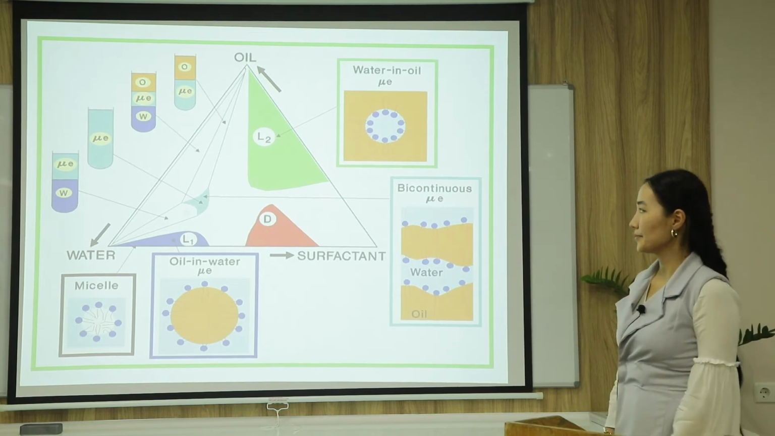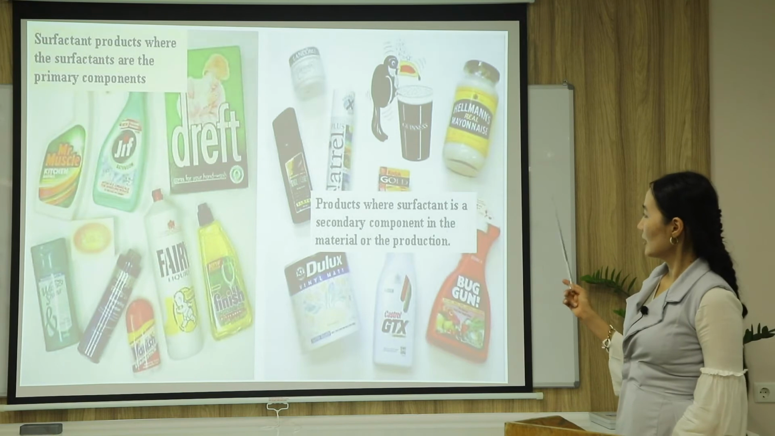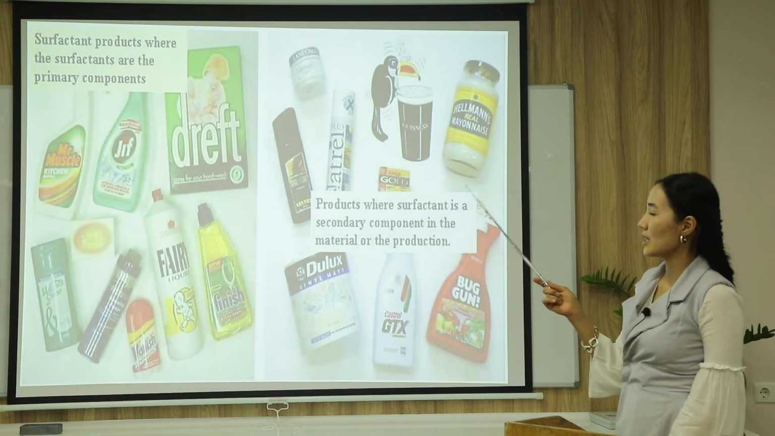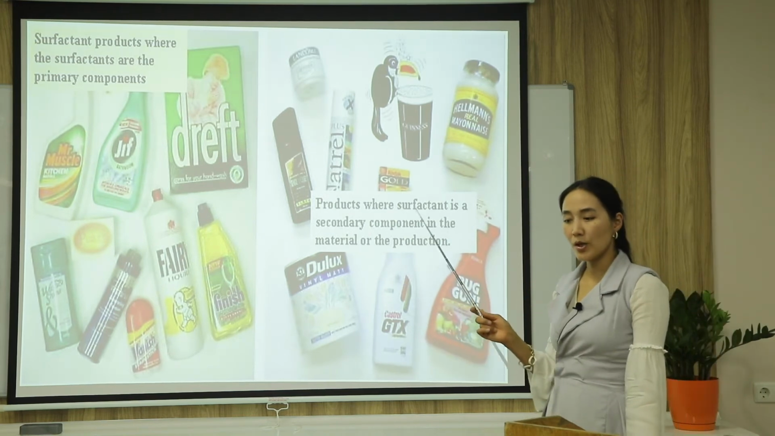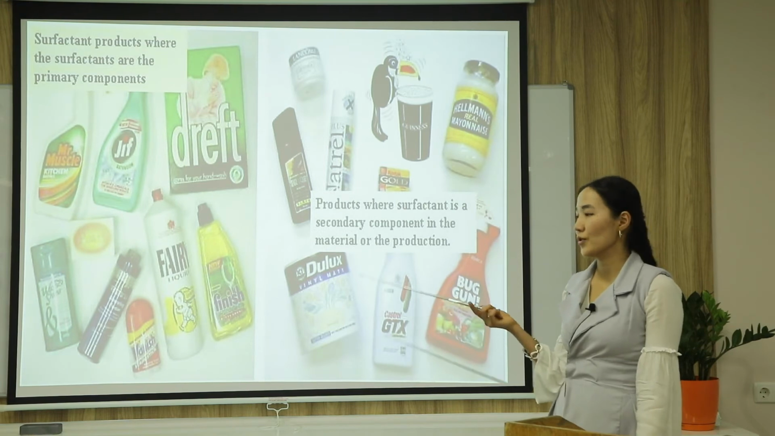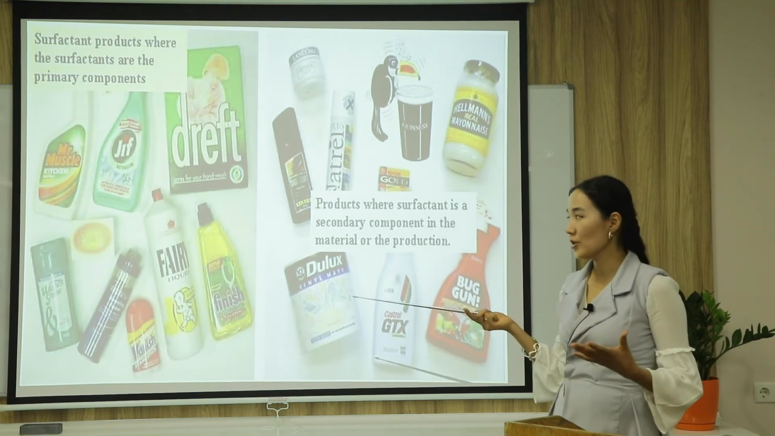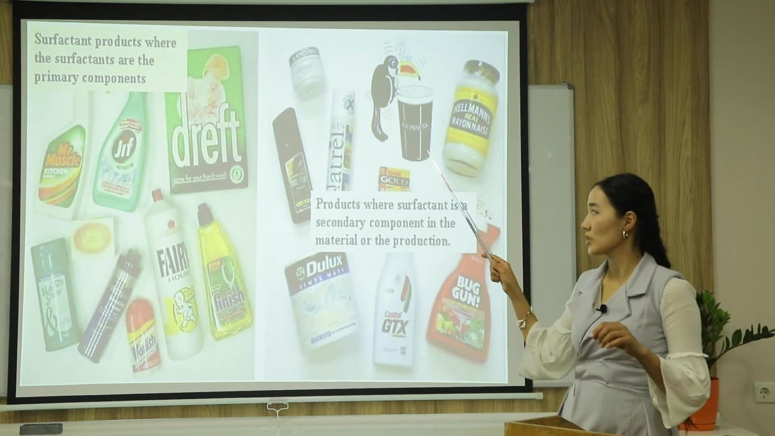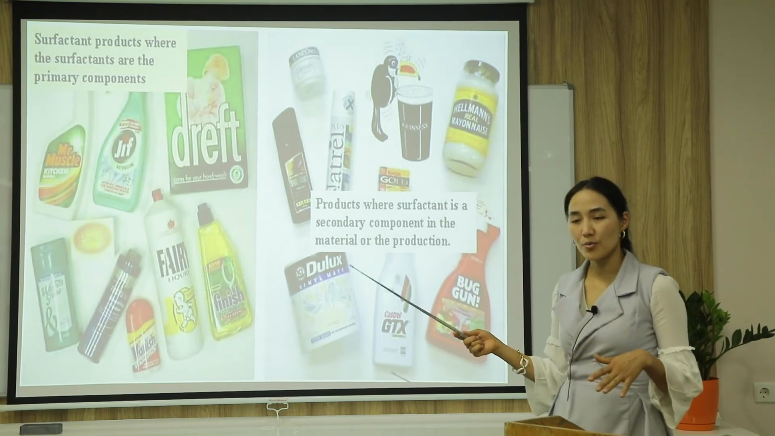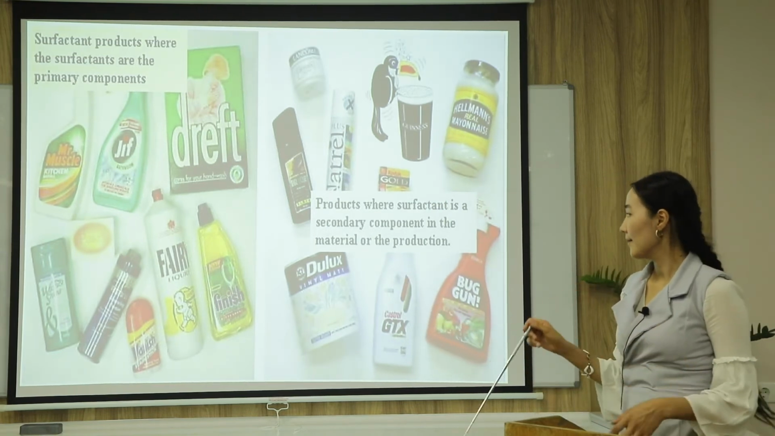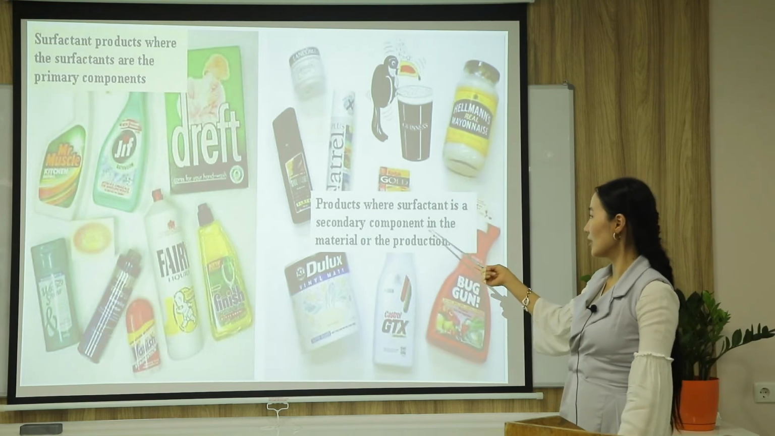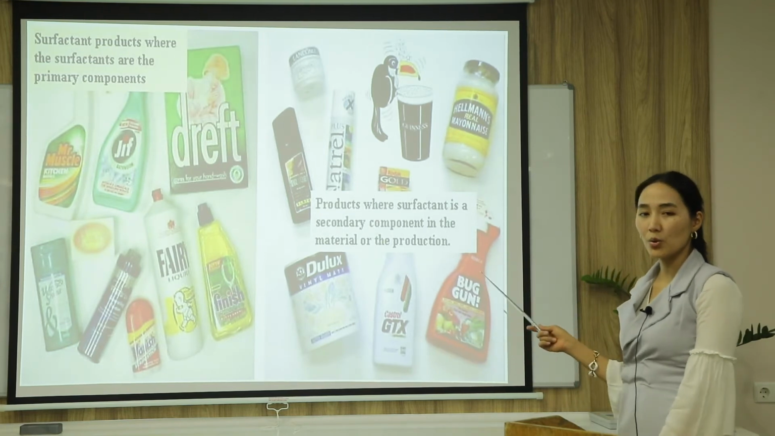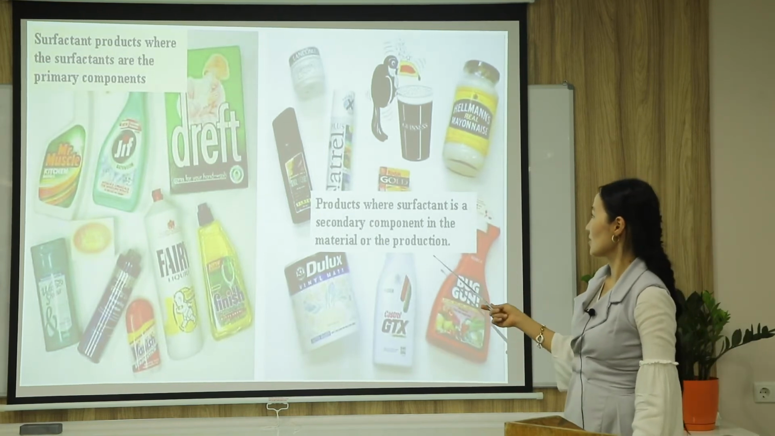So please, next. In this slide I showed you different examples of surfactant products where the surfactants are the primary components. For example, when you're buying some mixture for washing or dishwashing, such as dish soaps, you can read the content of them, where the surfactants will be the primary components. Primary means it is written in the first line. Or here, products where the surfactant is a secondary component in the material or the production, such as vinyl glue or vinyl mat, or another one. Please, next.